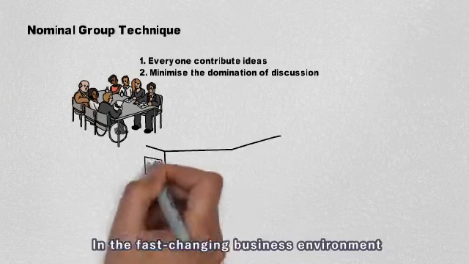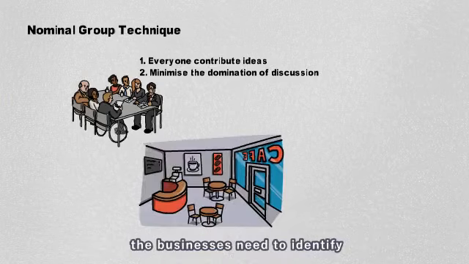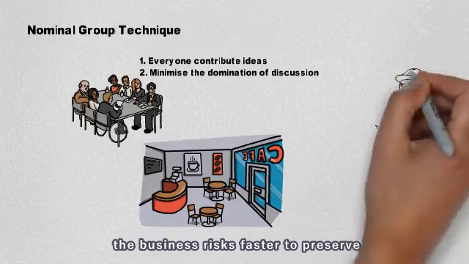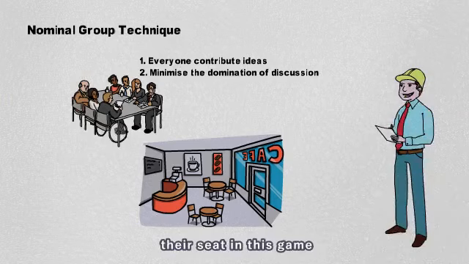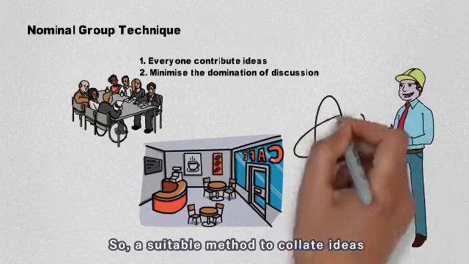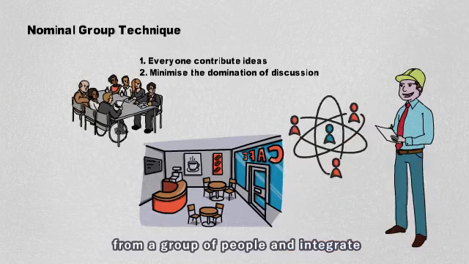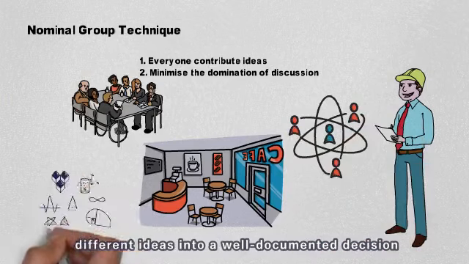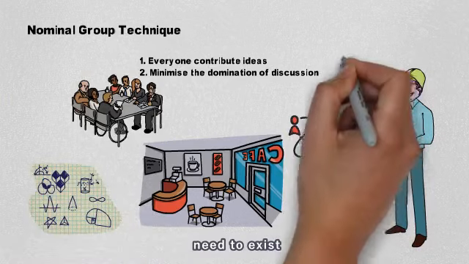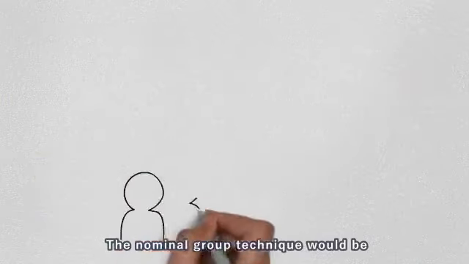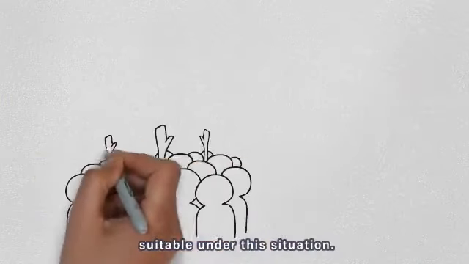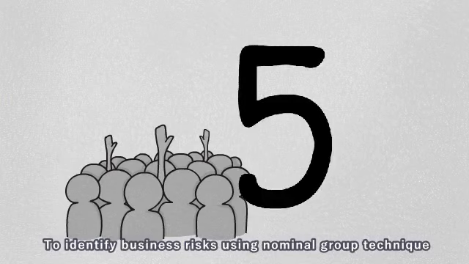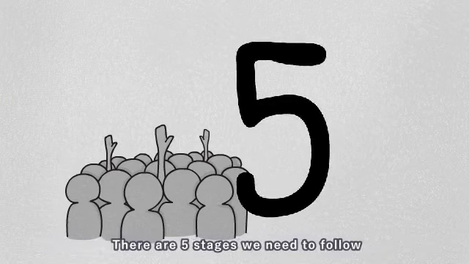In the fast-changing business environment, businesses need to identify business risks faster to preserve their seat in this game. So, a suitable method to collect ideas from a group of people and integrate different ideas into a well-documented decision needs to exist. The nominal group technique would be suitable in this situation. To identify business risks using nominal group technique, there are 5 stages we need to follow.